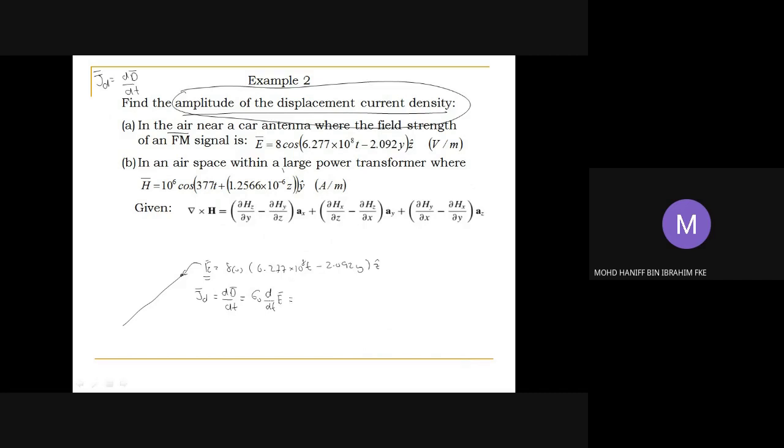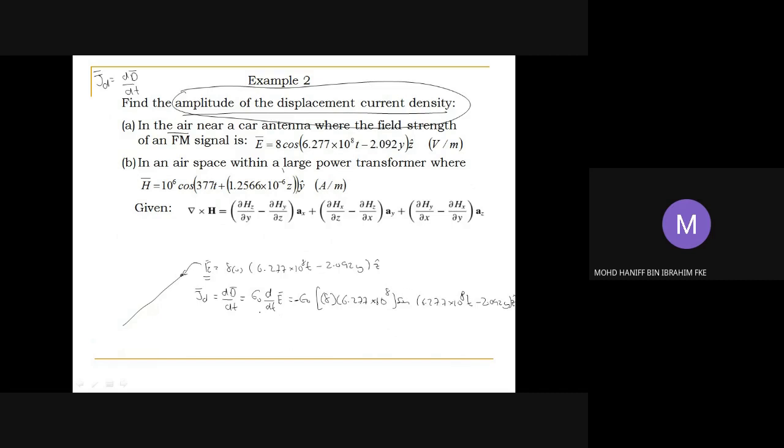Okay, and from here we can differentiate the E field straight away, and we're going to have 8 multiplied with 6.277 times 10 to the power of 8. And then we have a negative here, right? Because negative cos gives negative sine. So A sine of 6.277 times 10 power of 8 t minus 2.092 y direction of z.